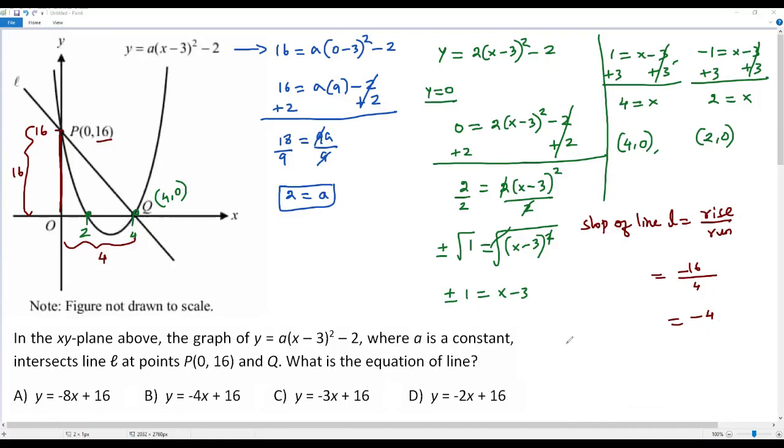Now let me write the equation of line L in slope-intercept form, that is y = mx + b. Here m is the slope. Just now we got it, that is negative 4. We can plug in negative 4 for m, then we get negative 4x plus b. This b represents the y-coordinate at the y-intercept of the line. We know that this point P (0, 16) is the y-intercept of the line. So the y-coordinate at the y-intercept is 16. This is the value of b. Okay, here I got the equation of line L, that is y = -4x + 16. And I get this equation exactly in answer choice B. The correct answer choice for this question is B.